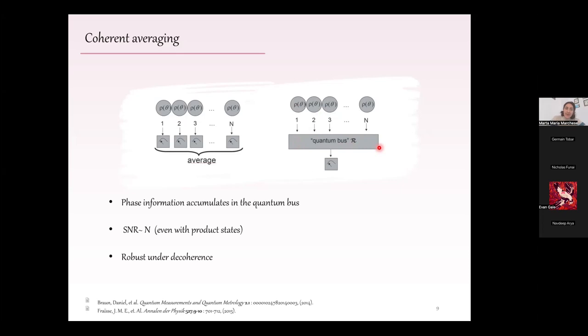In this case, the phase information will also accumulate in the total quantum bus. In most cases, you will see that the signal-to-noise ratio will also scale with the number of probes you have. The advantage is that you will get this scaling even when you have product states for your probes, so you don't need to use entanglement or squeezing or other probes easily subjected to decoherence. The other advantage is that these schemes are robust under decoherence.